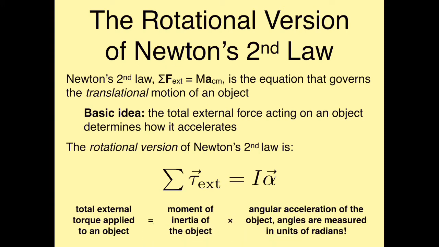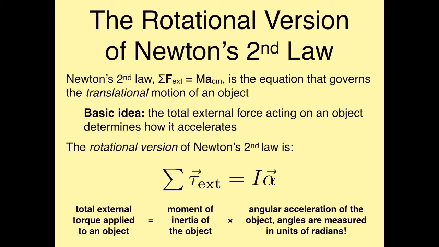Now, the rotational version of this, that applies to rotating objects, looks like this. On the left side of the equation, we have the net external torque acting on the object. So we have torque instead of force on this side. Now, on the other side of the equation, we have I times alpha. Now, alpha is something that we've seen before. This is what we call the angular acceleration of the object, which again, we typically measure in radians per second squared. The important thing when you see this equation is that the angles are measured in radians for alpha.